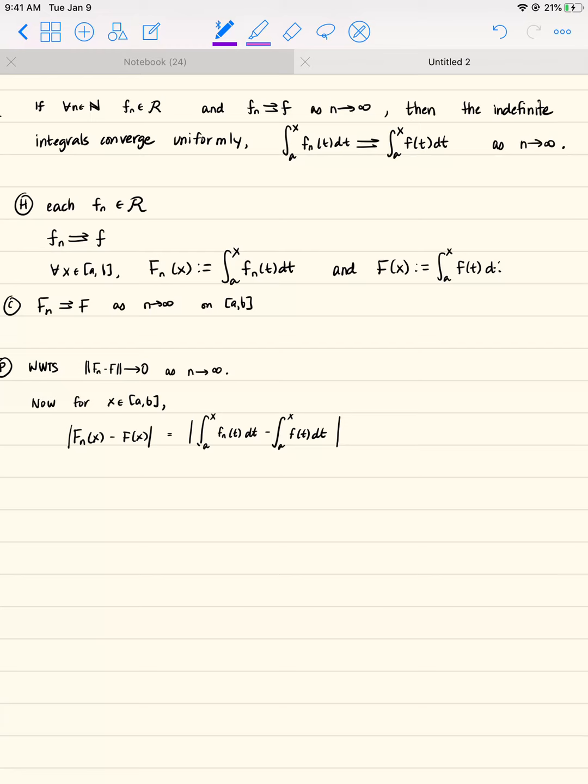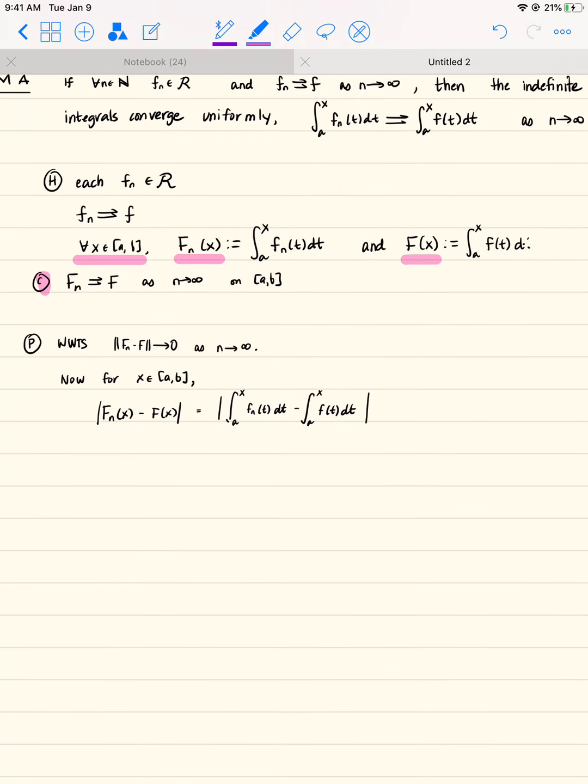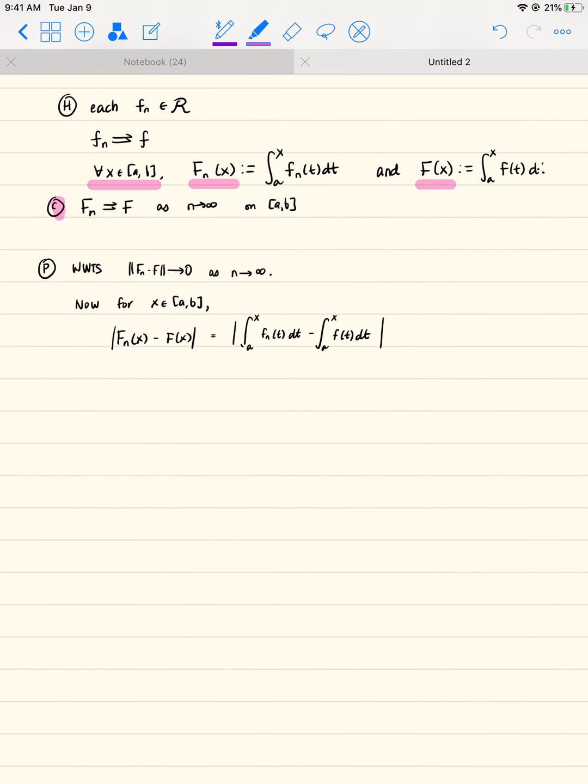Okay, so I'm introducing this notation here, fn and big F of x. The goal is that for each x, fn converges. So for each x, we've defined fn and f, big Fn and big F. And the claim is that big Fn converges uniformly to big F.